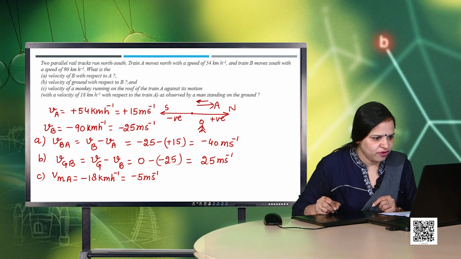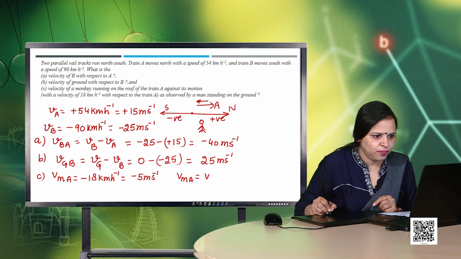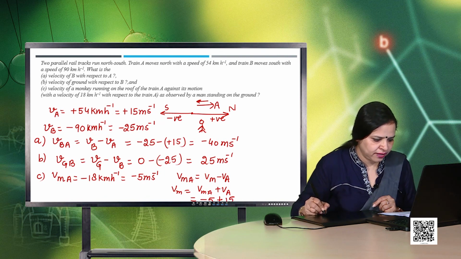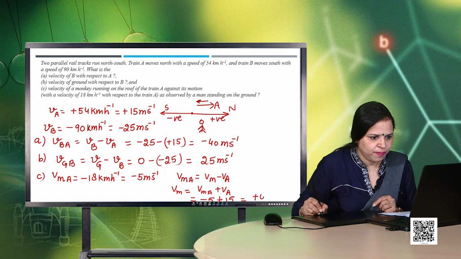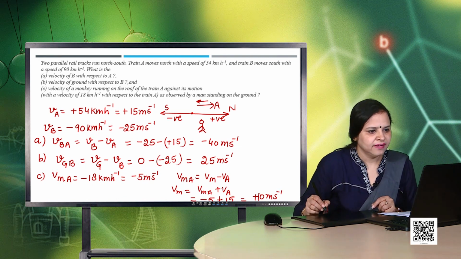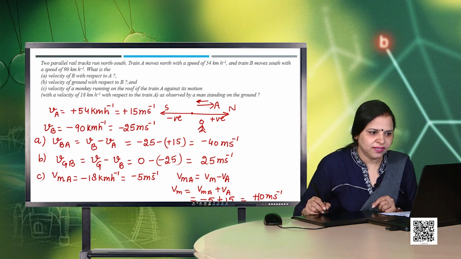To calculate the velocity of monkey, we can write the equation VMA is equal to VM minus VA, or VM will be equal to VMA plus VA. Now, substituting the values, we get minus 5 plus the value of VA, which is 15. On solving we get it equal to plus 10 meter per second. So, that is how we can conclude that the velocity of monkey is 10 meter per second towards north.